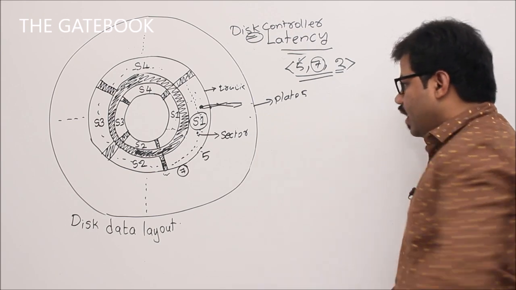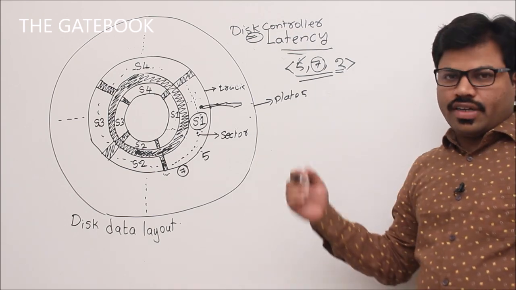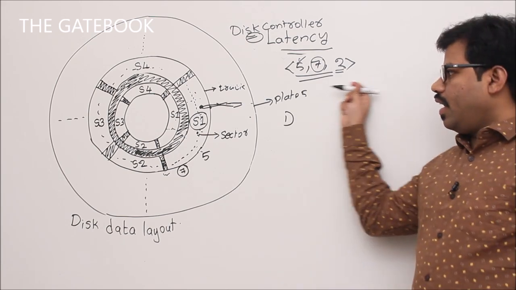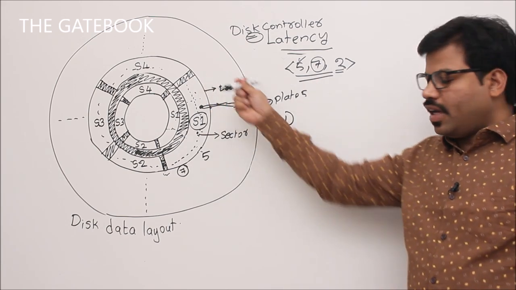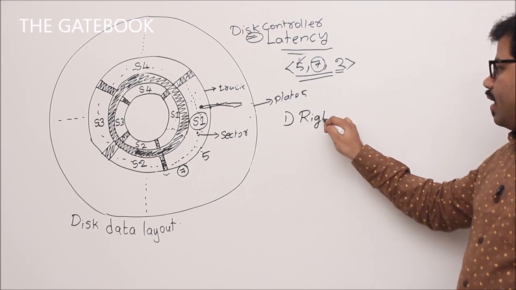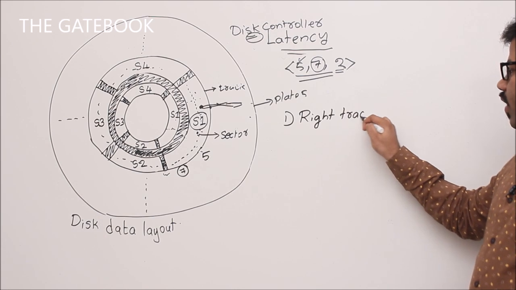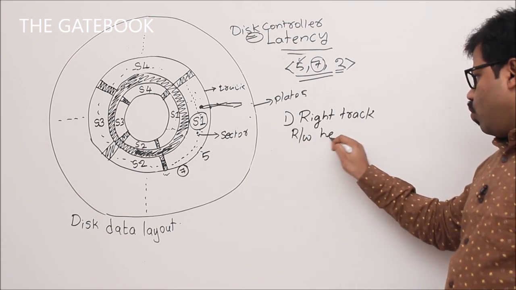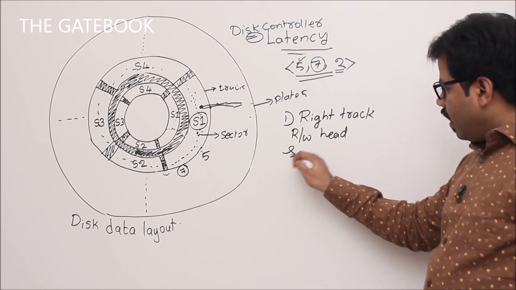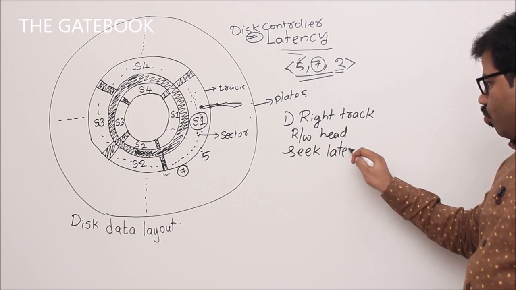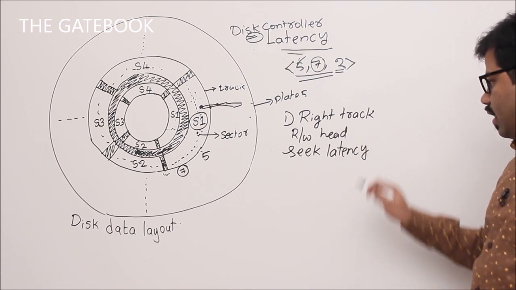Finally, what you have realized is that writing into the disk is nothing but first adjusting your read write head at the right place. That means we have to identify the right track. To identify the right track, we have to move the read write head. So read write head movement is required. That delay is called seek latency. The time taken for your read write head to go to the right track is seek latency.